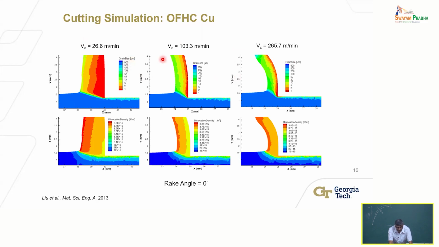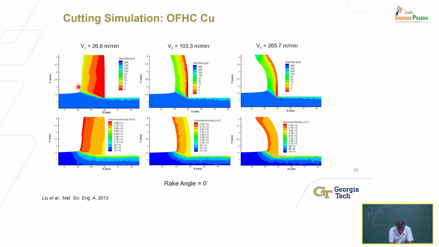So it's simulating the chip form, but it's also simulating the grain size distribution due to refinement of the grains due to this deformation, etc. Okay, and it's also simulating the dislocation density distribution inside the material, right? So it's simulating those kind of things as a function of both grain size and dislocation density.